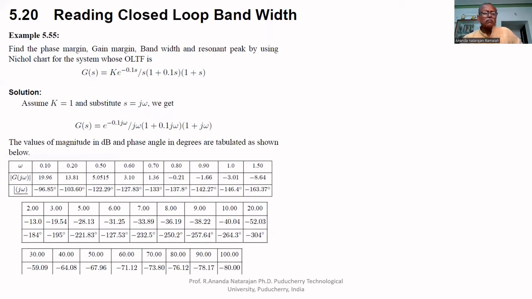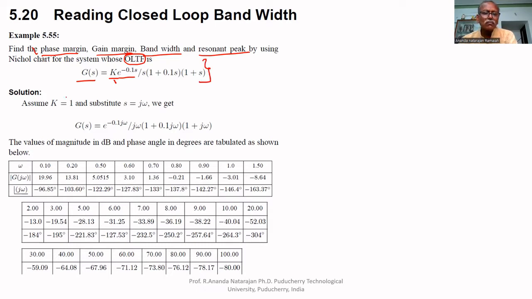Find the phase margin, gain margin, bandwidth, and resonant peak by using the Nichols chart for the system whose open loop transfer function is G(s) equals K multiplied by e power minus 0.1 s upon s multiplied by (1 plus 0.1 s) multiplied by (1 plus s). This is the given open loop transfer function.